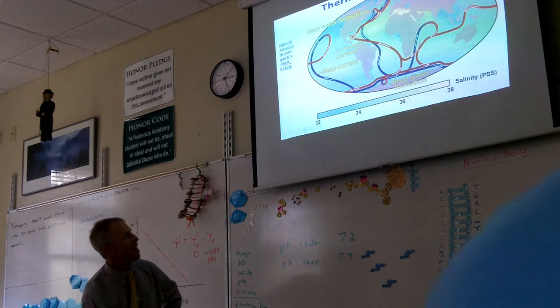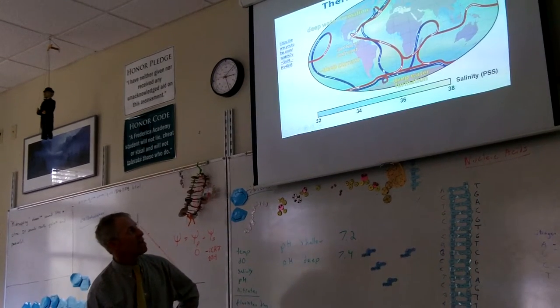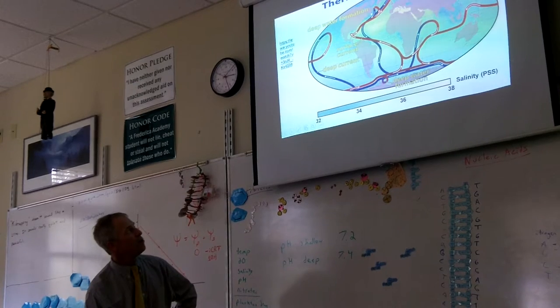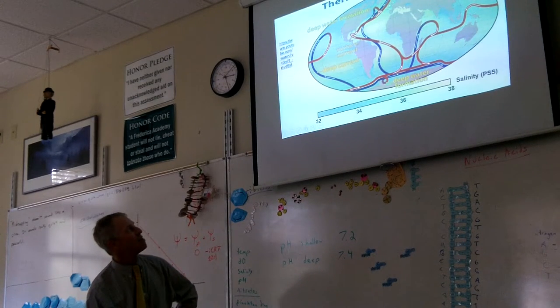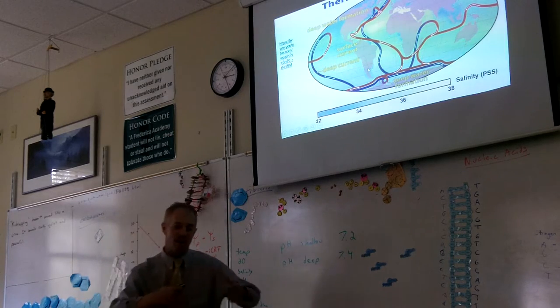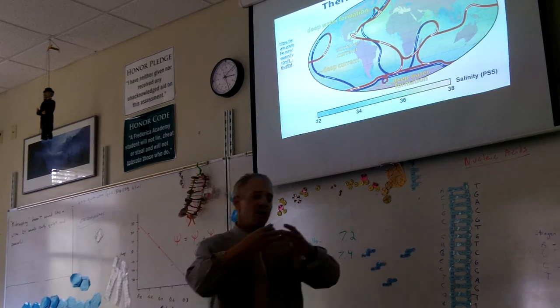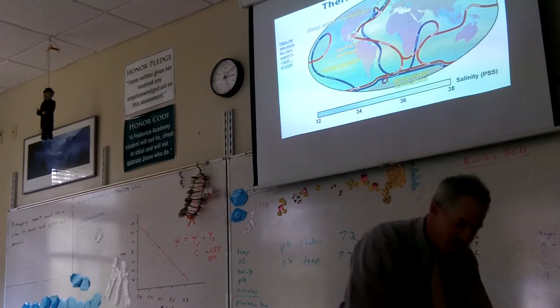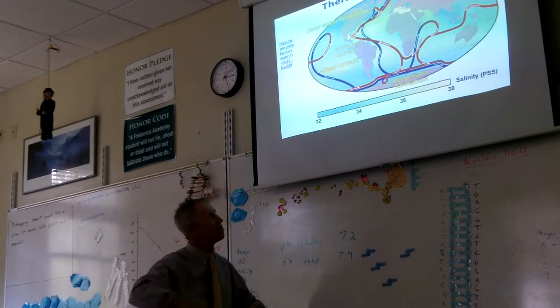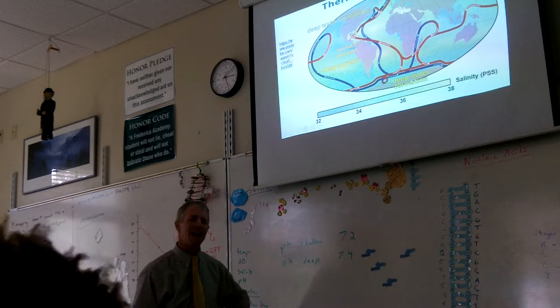We call this entire circulation, some of it being shallow, the red being shallow, the blue being deep, the Great Ocean Conveyor. It's like a conveyor belt, where the water will move shallow and then will fall down deep. And it takes hundreds of years to make a single loop for the water, maybe thousands of years.